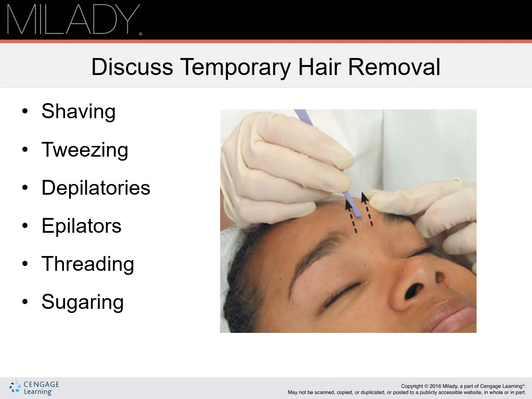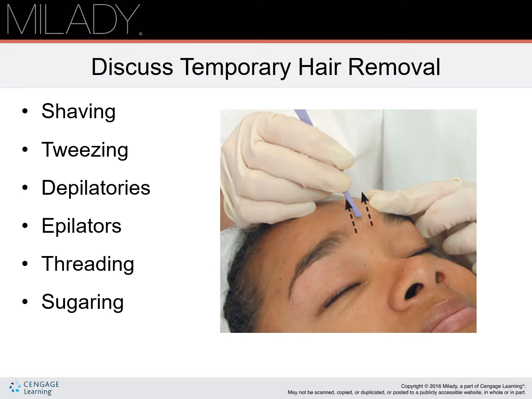Always test the temperature of the heated wax before applying to the client's skin. This is very, very important. You guys do this with state board. It's just as important to do it when you have a live client. More important. Use a professional wax heater for warming your wax.